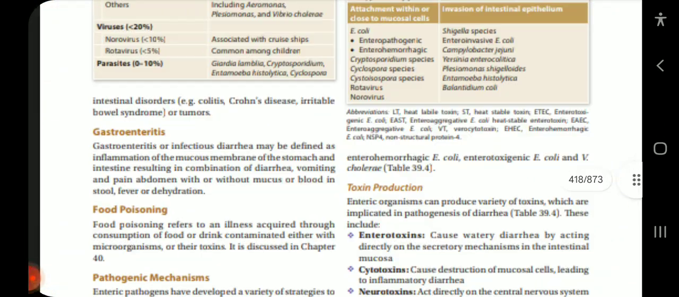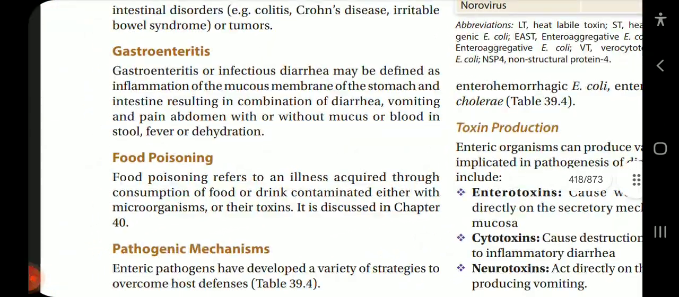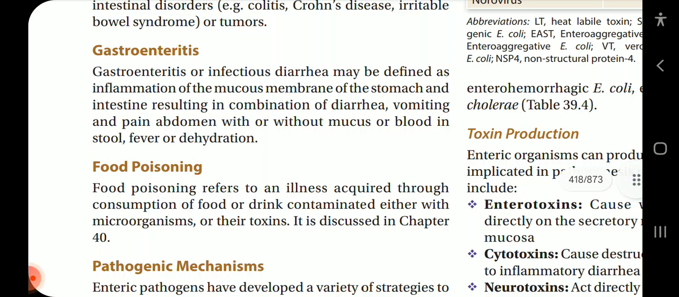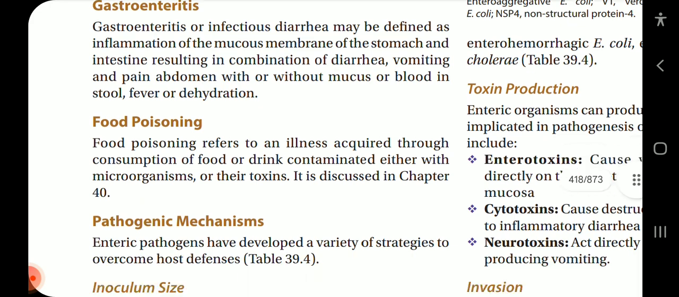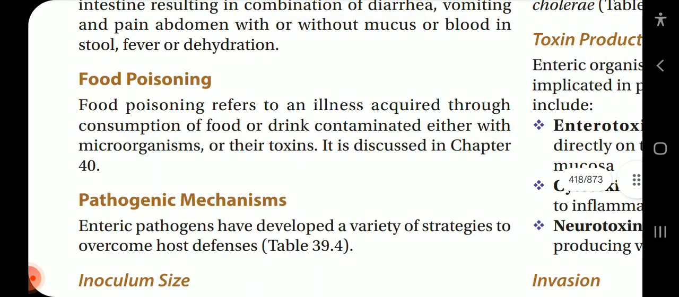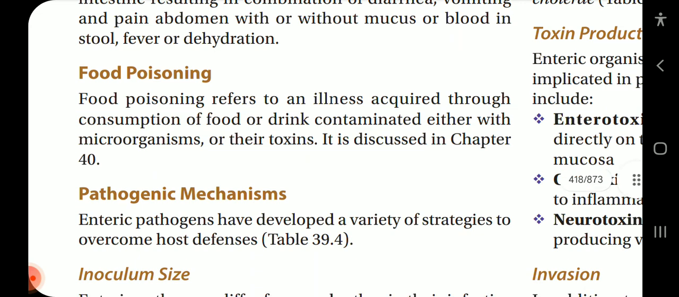Okay, so now we start with gastroenteritis. Gastroenteritis or infectious diarrhea may be defined as an inflammation of the mucous membrane of the stomach and intestine, resulting in a combination of diarrhea, vomiting, and pain abdomen with or without mucus or blood in stool, fever, or dehydration. Food poisoning refers to an illness acquired through the consumption of food or drink contaminated either with microorganisms or their toxins. It is discussed later.